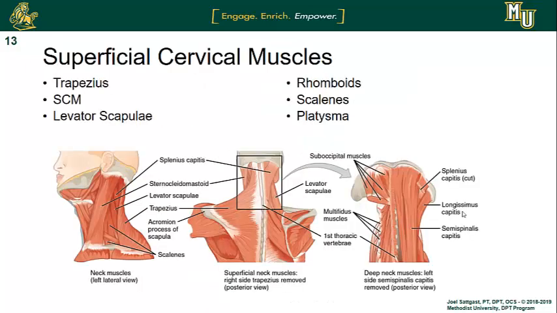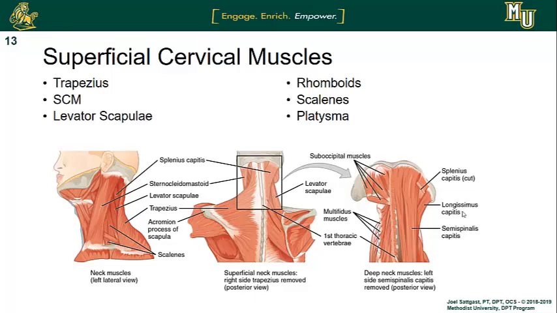Superficial cervical muscles moving out include the upper trapezius, sternocleidomastoid, the levator scapulae, rhomboids, scalenes, and the platysma as we move more anterior. For the trapezius, obviously this is the big broad muscle on the back or posterior aspect of the cervical spine. Sternocleidomastoid is going to be coming off of the mastoid process and extending back onto the occiput, then inserting distally or further down essentially on the clavicle.